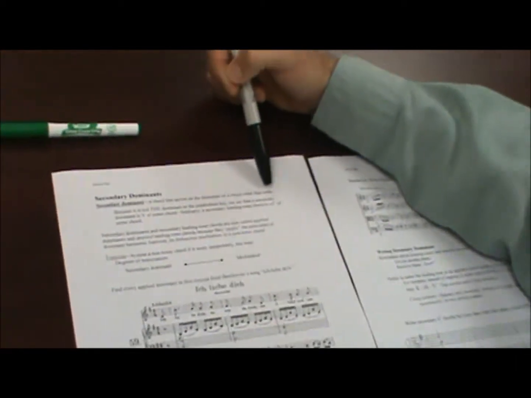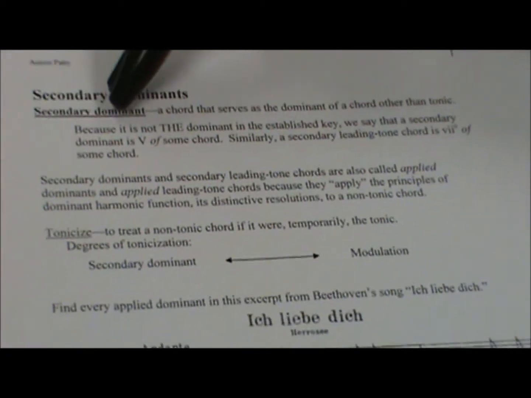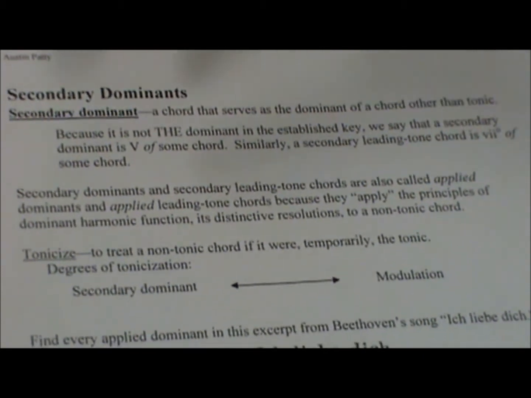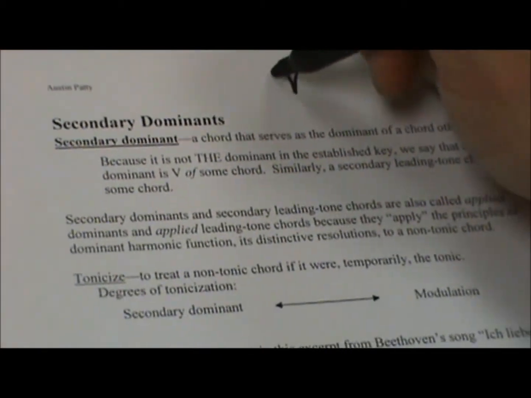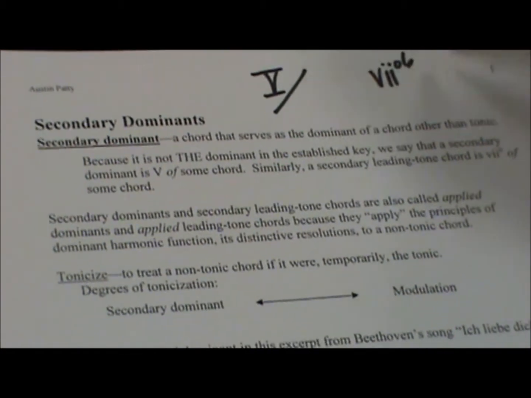Okay, now secondary dominants in particular. A secondary dominant is a dominant of something, so not the dominant, but any other. Here's a definition off this sheet: a chord that serves as the dominant of a chord other than the tonic. That works well. Now, it's not always secondary dominants, but also secondary leading tone chords. They too serve a dominant function, but we want to distinguish between V of something and vii of something.